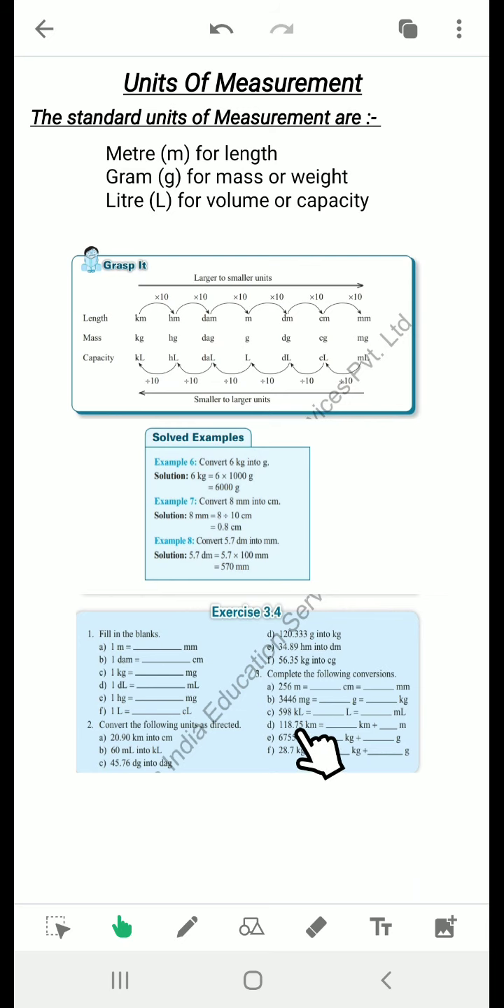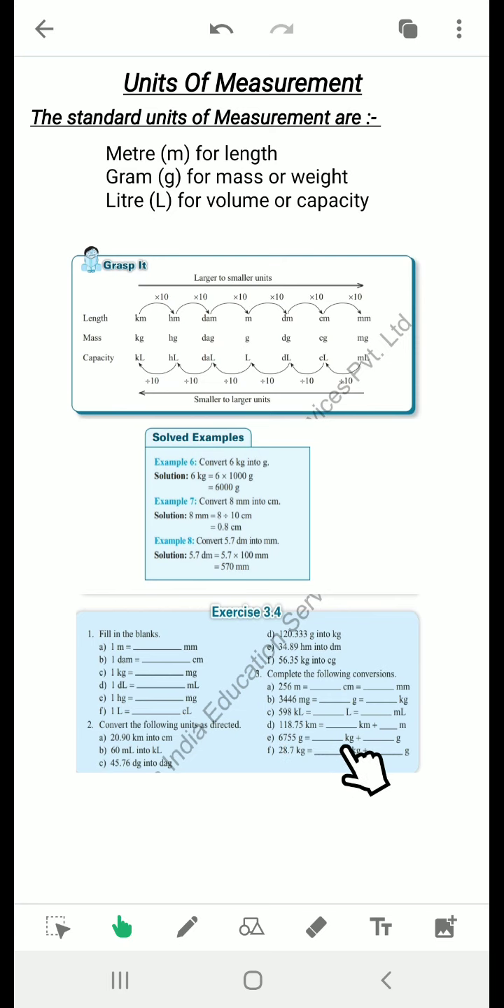So how to convert? First, kilometer to kilometer only. So you have to write here 118 kilometer. Before the point, whatever is there, we will write 118 kilometer as it is, and then 0.75 kilometer we will convert into meter. So 0.75 kilometer is to be converted into meter, so it will be 0.75 multiplied by 1000. Whatever you get, you will write here. Here we will write 750 meters.